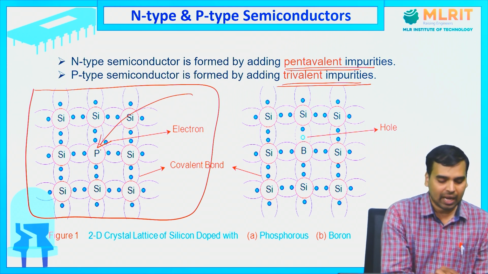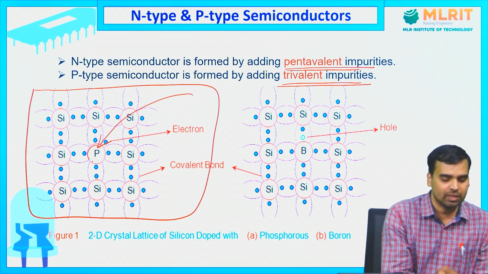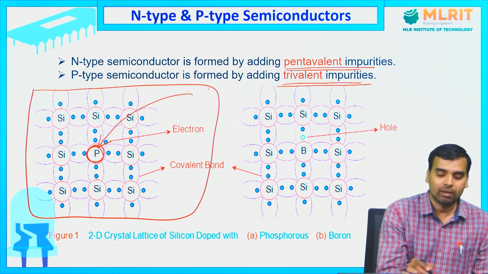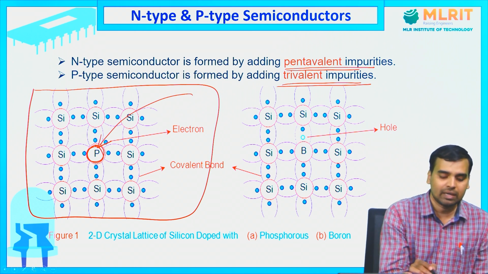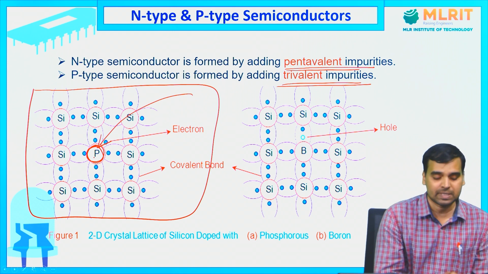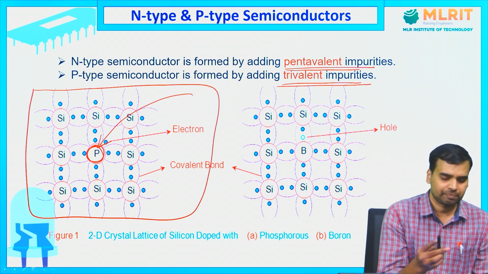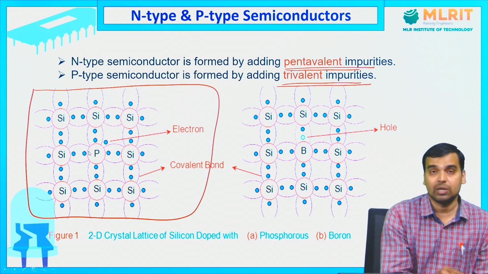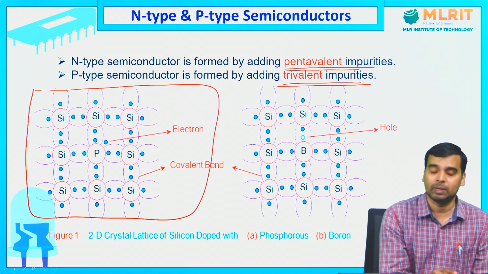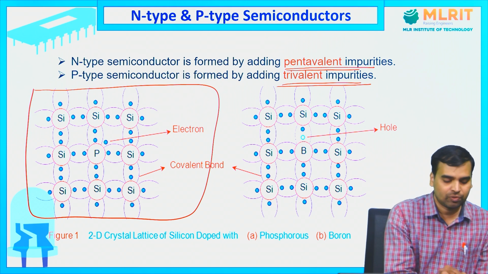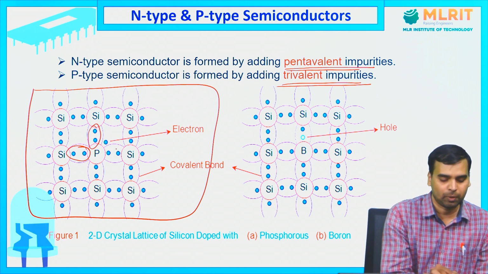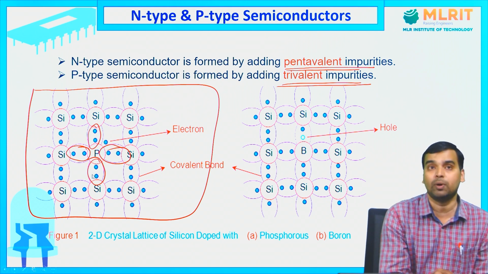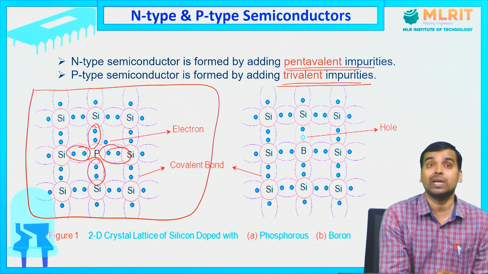So here, in pure silicon material, there should be silicon atoms. But by adding pentavalent impurities, that atom will be replaced by a phosphorus atom. In phosphorus, there will be 5 valence electrons, because phosphorus belongs to the fifth group elements. Of those 5 valence electrons, 4 electrons are involved in covalent bonding. After forming 4 covalent bonds, that phosphorus atom is going to get stability.